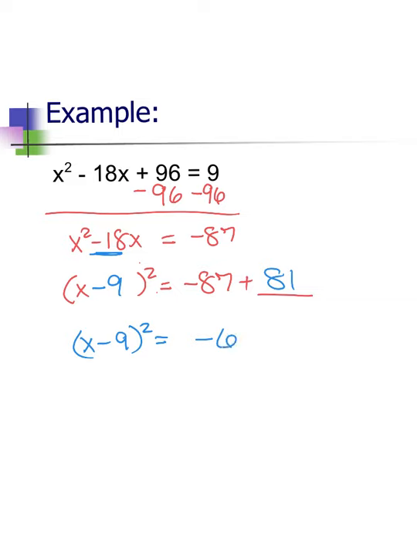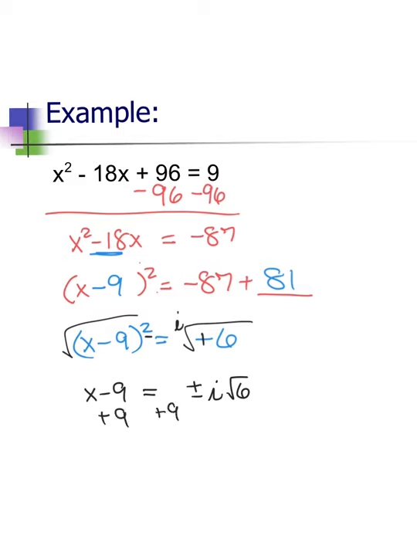To get rid of a squared, I'm going to square root both sides. So now I have x minus 9 equals, a negative under a radical means put an i out front, so plus or minus i radical 6. And the last thing I'm going to do is move my number over, so I get x equals 9 plus or minus i radical 6. Again, I cannot squish these together because the 9 is a real number and the i radical 6 is imaginary.